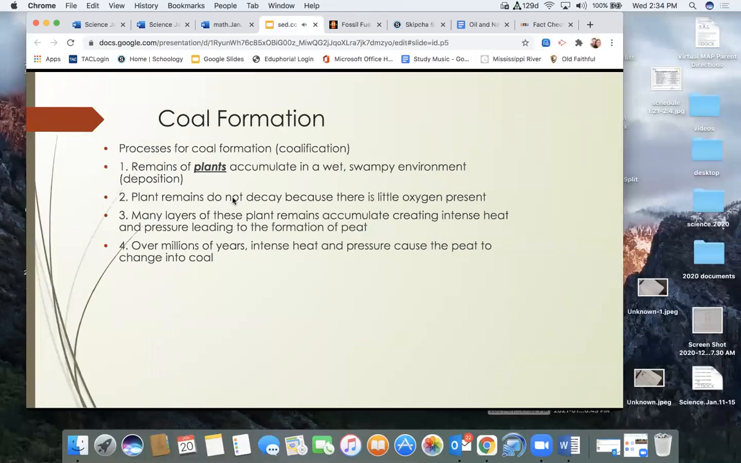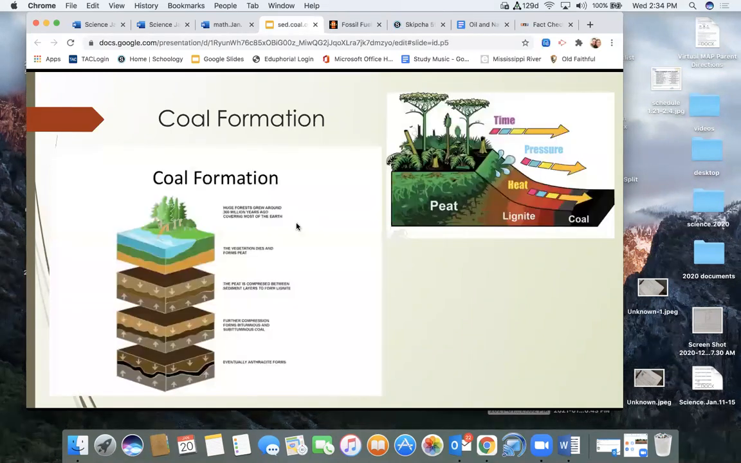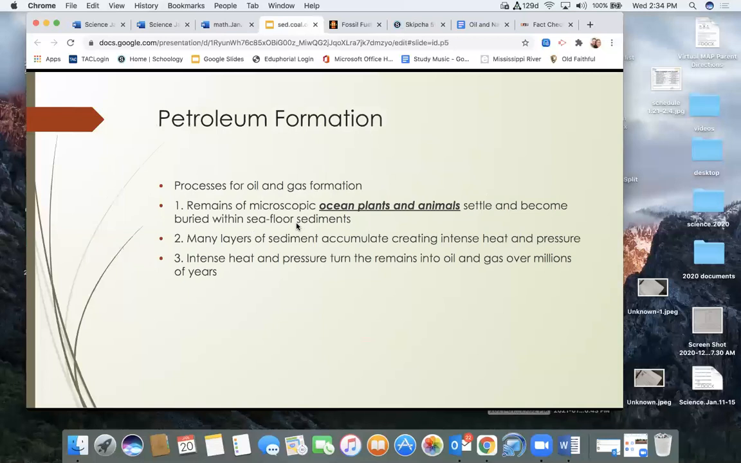All right, so coal formation, you learned about that yesterday. It comes from plants in swamps. I'm not going to go over that too much because that's something you went over yesterday. This is just some diagrams as well. So here's what I'm getting into. So petroleum formation, process for oil and gas formation.